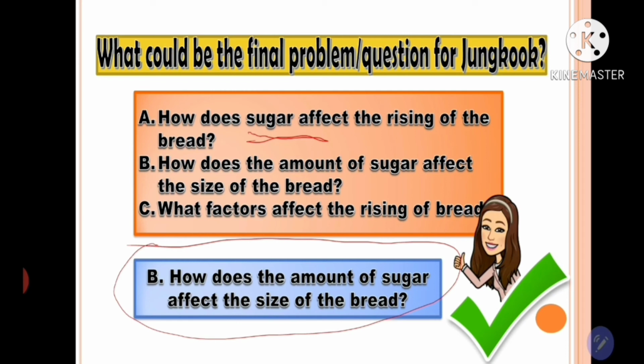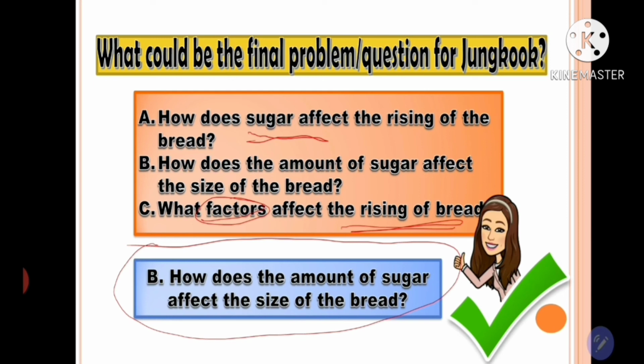Okay? For letter C, what is confusing for letter C is the word factors. This word is very challenging because you're looking for many variables. There is a lot of variables that you need to test for you to know the effect of that particular factor in the rising of the bread. So it's not simple, it is not specific, but it is complicated.